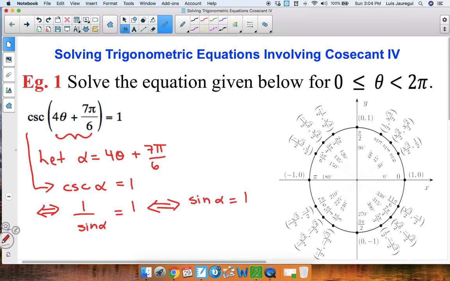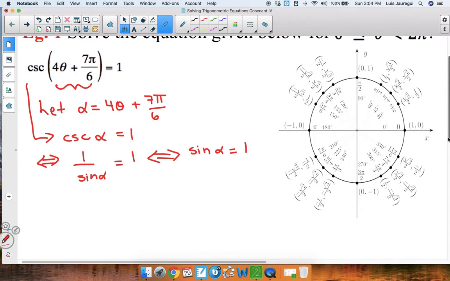Why is that the case? Well, the reciprocal of 1 over sine of alpha is sine of alpha, and the reciprocal of 1 is 1 over 1, which is still 1. Using that fact, we can say the following. We're looking for the angles alpha such that the point will have a y-coordinate equal to 1.